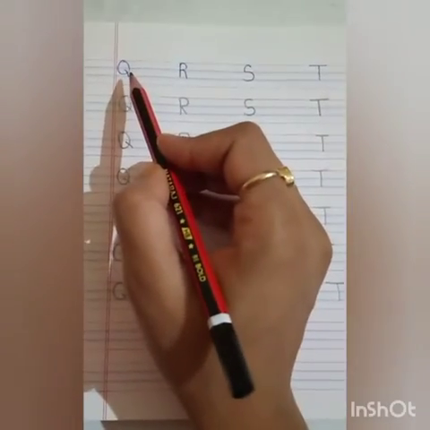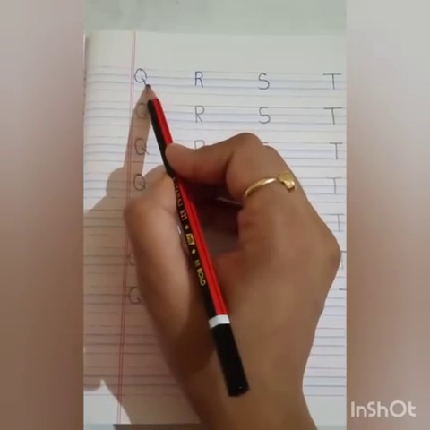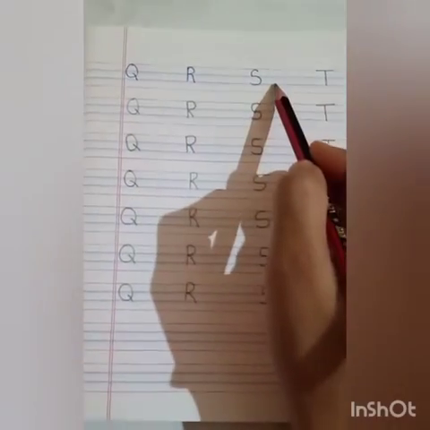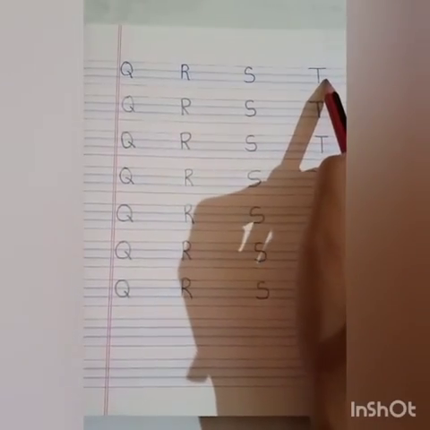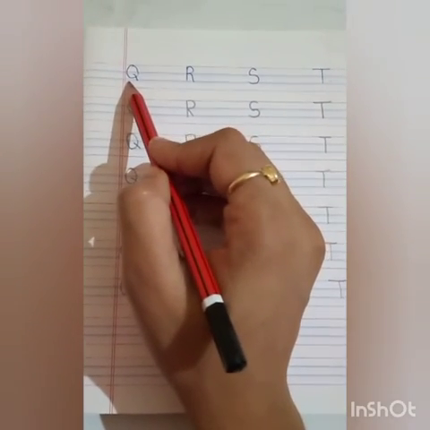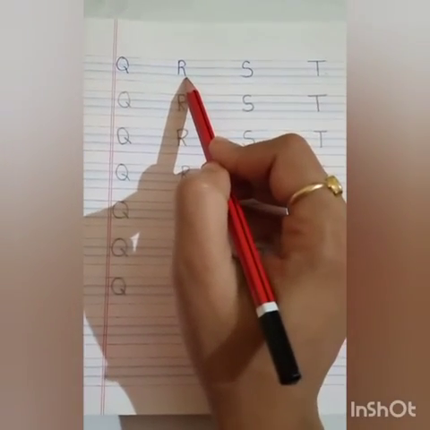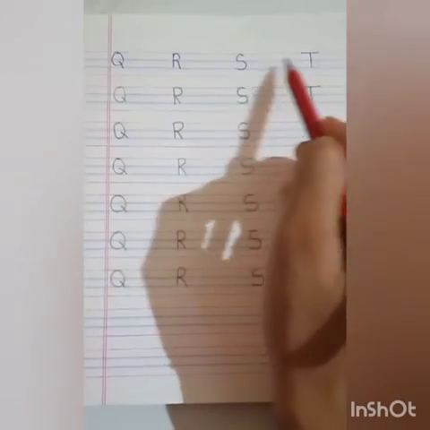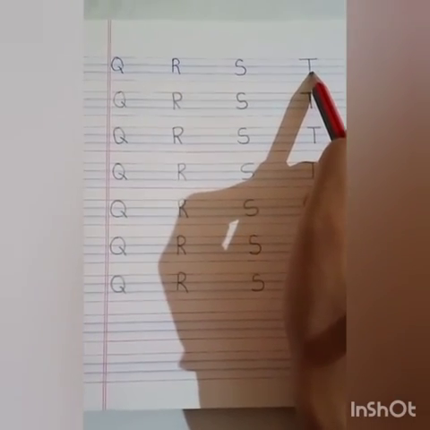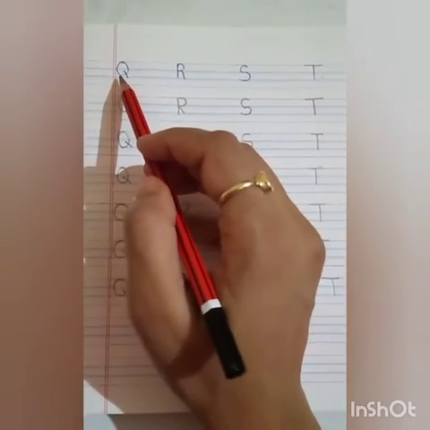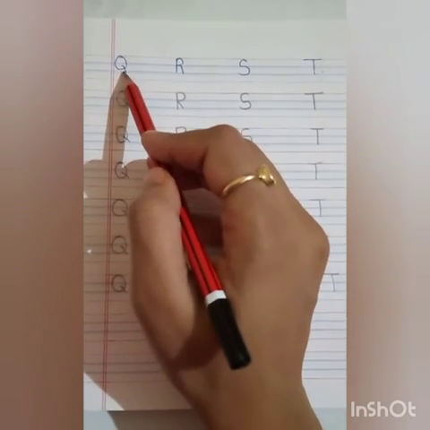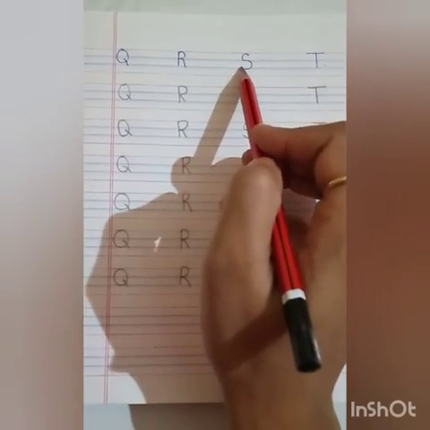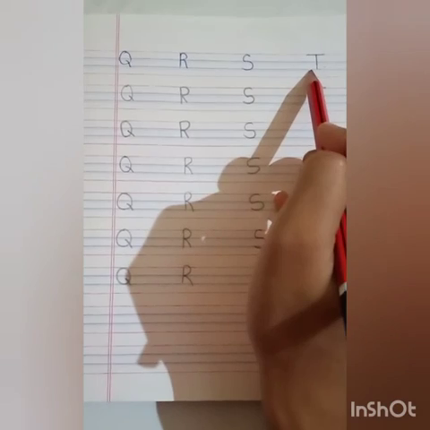Which letter is this? This is the letter Q. R, S, T. Q for queen, R for rabbit, S for sun, T for tiger. Which letter is this? Q. Q, R, S, and T.